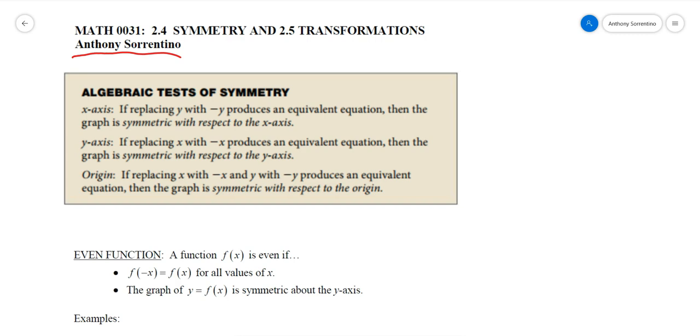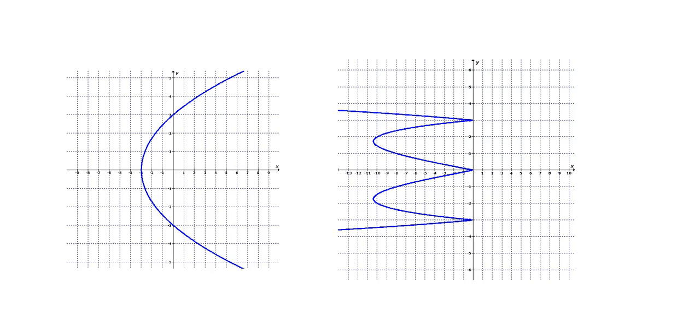You have symmetry about the x-axis, and they give you a test for that. If replacing y with negative y produces an equivalent equation, then the graph is symmetric with respect to the x-axis. As far as what the graph would look like, some graphs that would look like that would look an awful lot like this. Where you can see that, something up here has a mirror image on the other side of the graph, and same thing here. If I look at these, it has a mirror image on the other side of the x-axis.